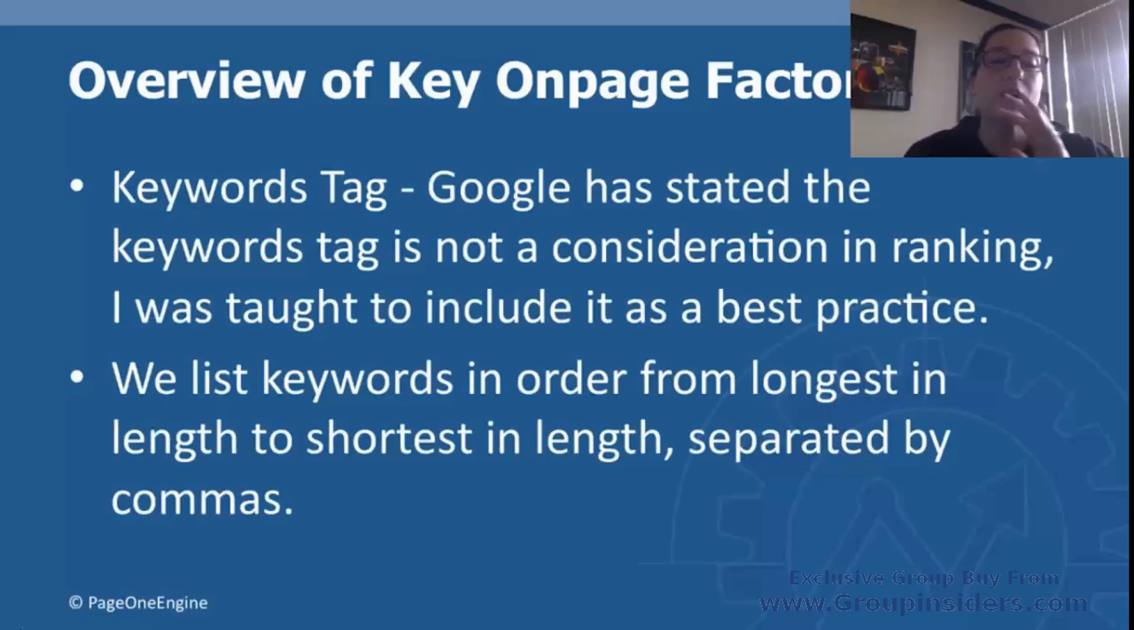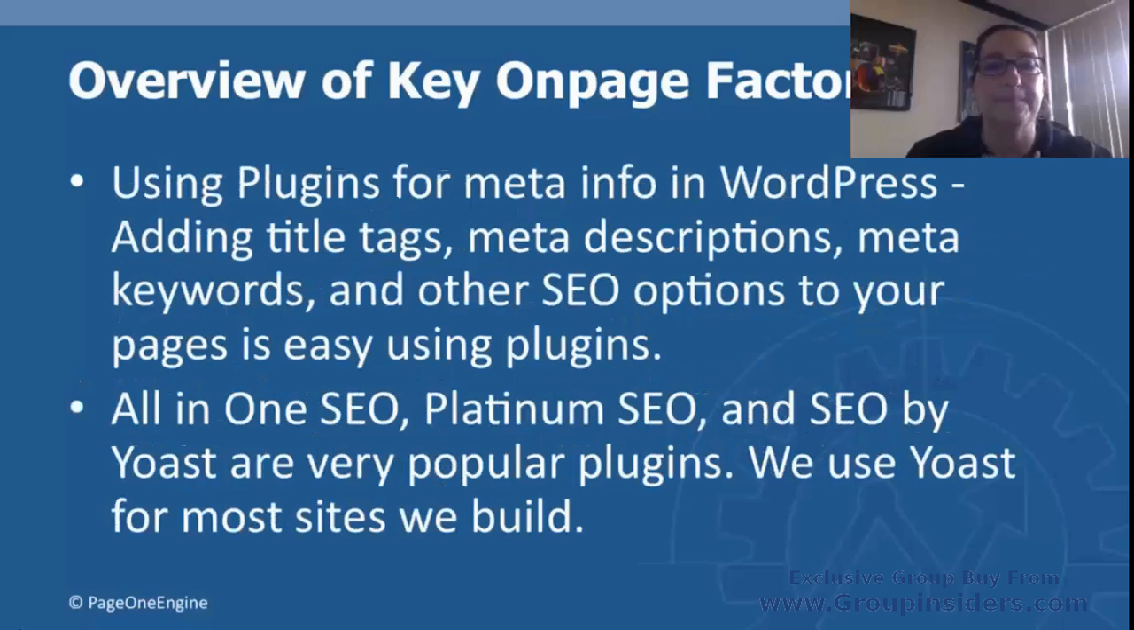Keywords tag. Now, Google has stated for a long time that they don't even use the keywords tag. I was taught to include it as best practice. And when we do this, we always put the longest keywords at the front and the shortest at the end. So if I wanted to optimize a page for search engine optimization, I would put search engine optimization before SEO, just as an example. And I understand there's a million ways to skin a cat. I still use the tag when I can.